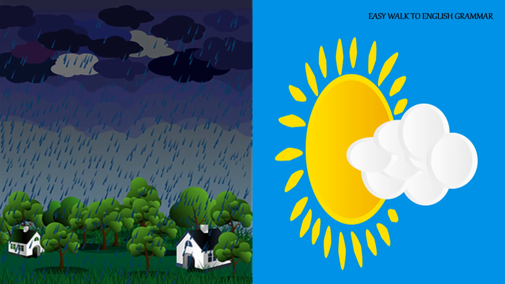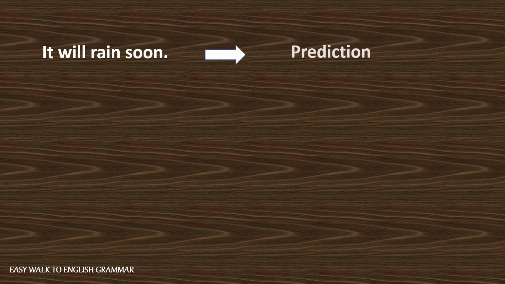So, what can we understand from this context? The man's words, it will rain soon, can either become true or it can prove false. The two things, anything can happen. So here we can say that the sentence "it will rain soon" is a prediction.